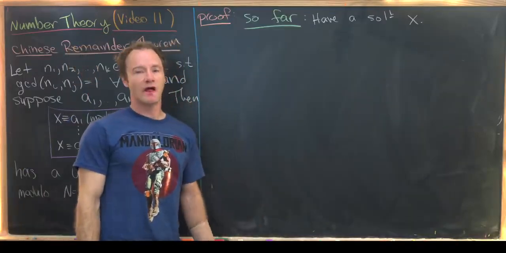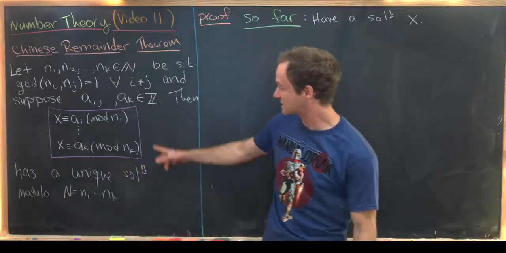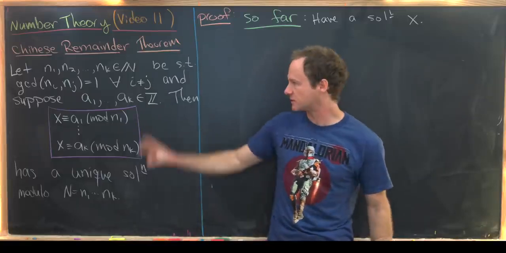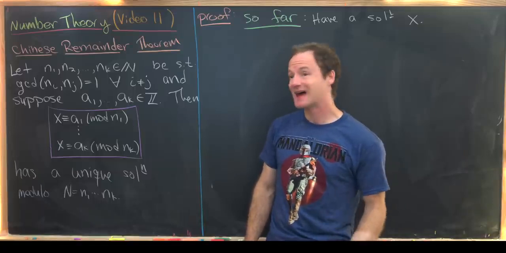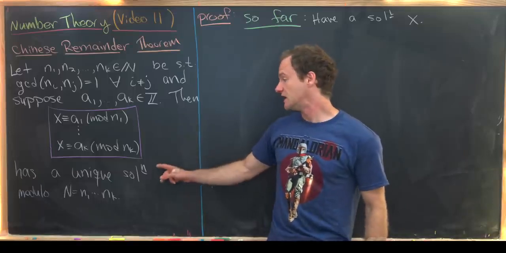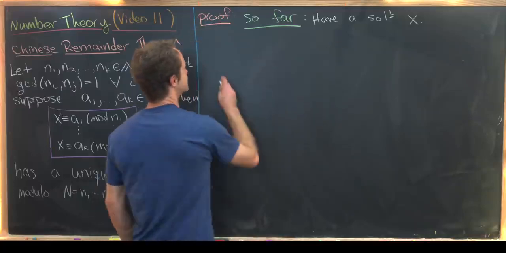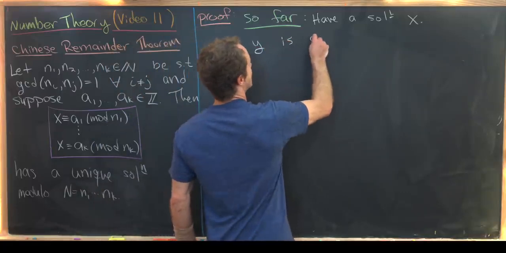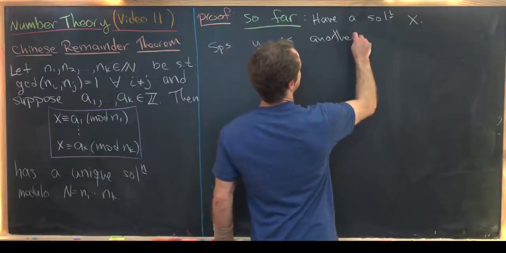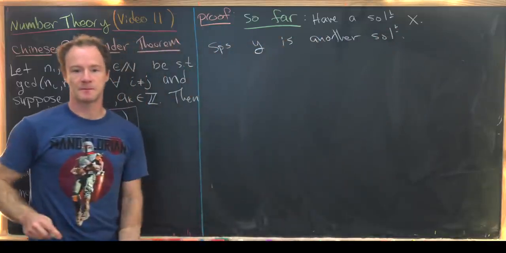Okay, so on the last board, we proved that we indeed have a solution x to this system of congruences given the following setup. Now we want to show that that solution is unique modulo capital N. So we've got a solution x. Let's maybe go ahead and suppose that y is another solution to this system of congruences.